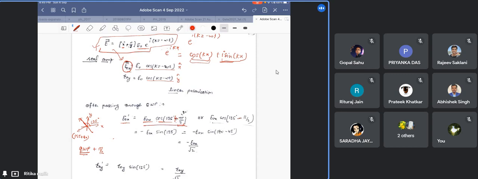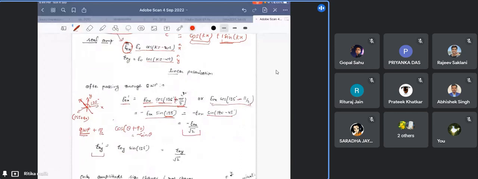So I started with this. Let's forget about this for the moment. So you are left with E0x cos (135 plus 90 degrees). So you can also write it as minus E0x sine 135. You are aware of this identity: cos theta plus 90 is minus sine theta. So this E0x 135 then becomes minus E0x by root 2.